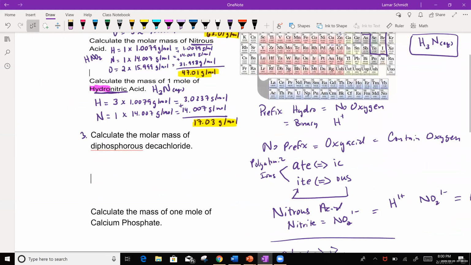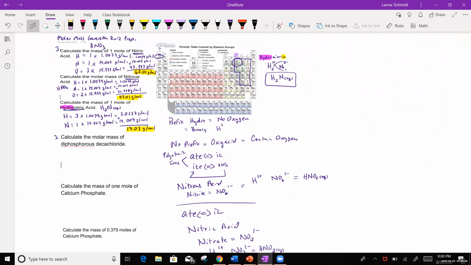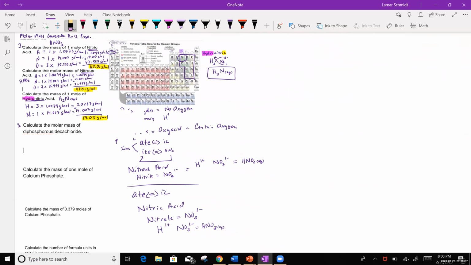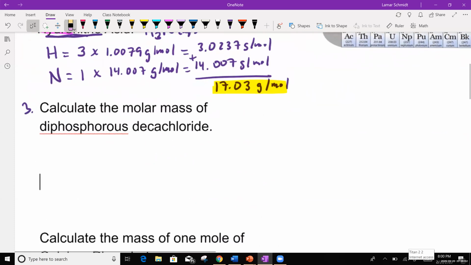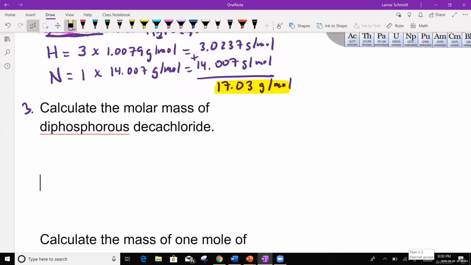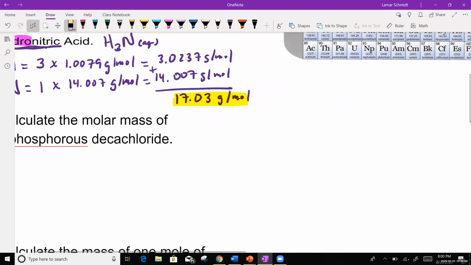Let's go ahead and look at some other problems that will be likely to appear on your pop quiz. So it's very important that you understand your periodic table and understand your molar masses, all right. And we say calculate the molar mass. When we're saying the molar mass, we're saying the mass of 1 mole.